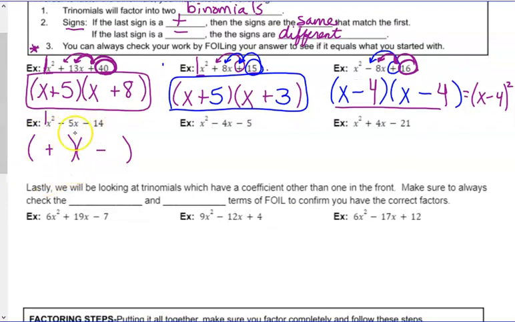We have a 1, 2, 3 trinomial, nothing in common. But this time we also, when we are talking about our signs, see that the last sign is a minus. Therefore, we have a plus and a minus. What do we do to get our first terms and our last terms? Well, the first terms come from x squared, so I'm going to plop an x and an x. And my last terms come from factors of 14.